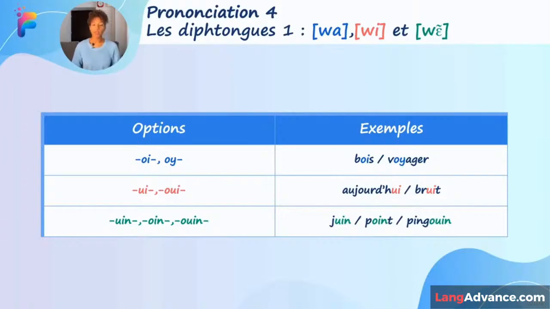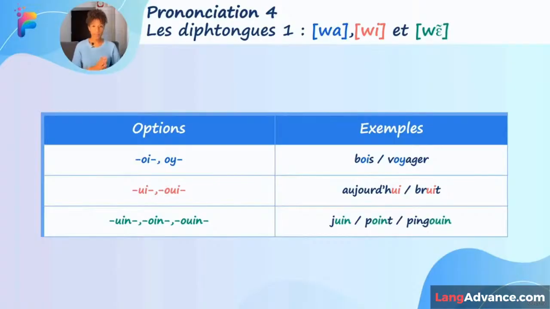Wa, you will find it in bois and voyager, voyager. Le son oui, you will find it in aujourd'hui, aujourd'hui. And bruit, bruit. Le son ouin, you'll find it in juin, point, pingouin, pingouin.